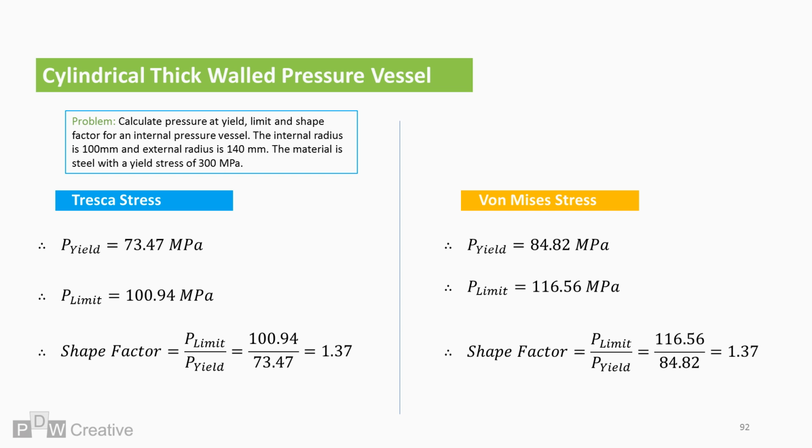The last thing we needed was the shape factor. This can be found by dividing limit by yield, and whichever method is used, this remains constant at 1.37. So there you have it, the stress equations using the Tresca and von Mises methods to find the pressure for first yield and the pressure for limit for a closed cylindrical pressure vessel.